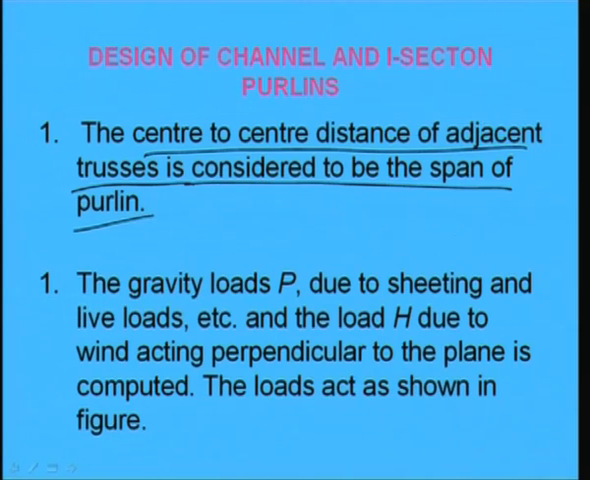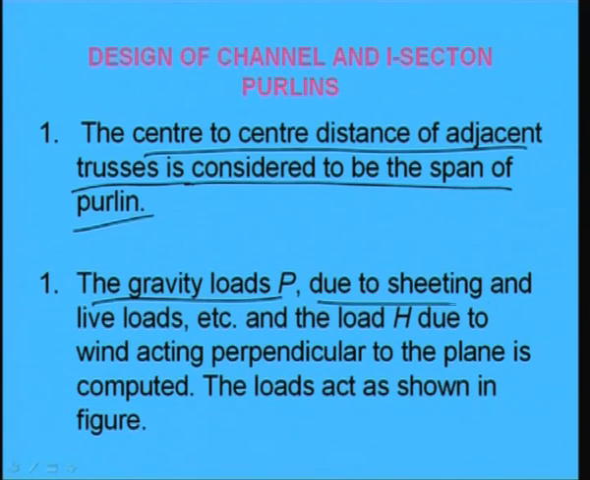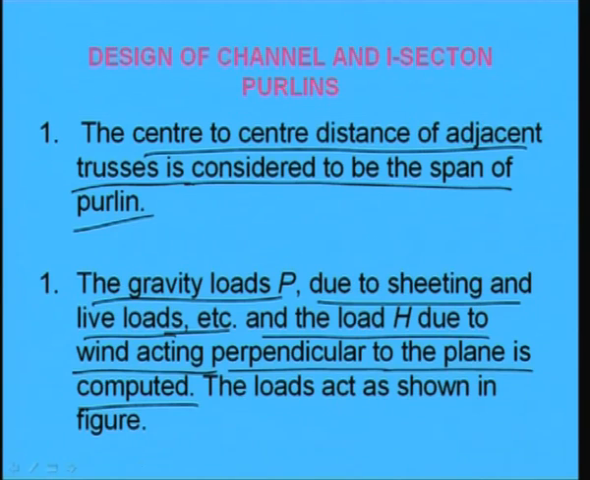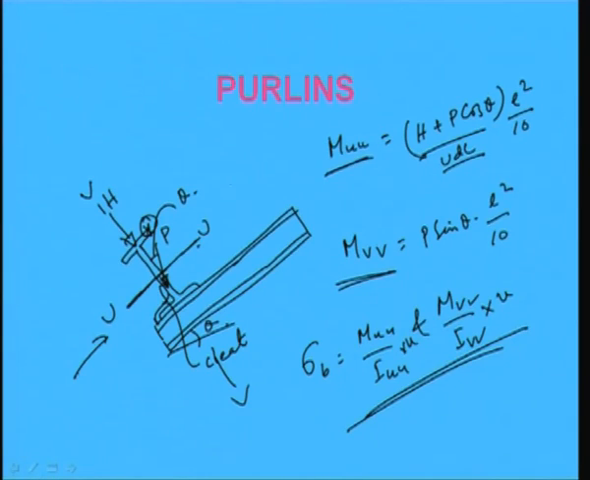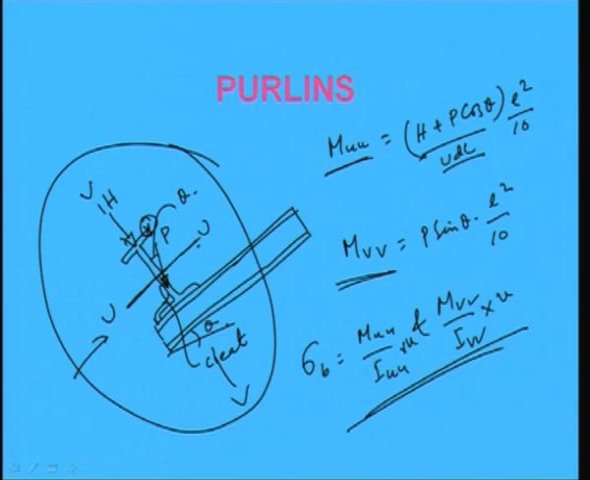We know that purlins are placed on trusses, so the center to center distance of trusses will be considered as the span of the purlin. Then the gravity loads P due to sheeting and live loads etc., and the load H due to wind acting perpendicular to the plane are computed, right. So, gravity load and wind load will be computed on the purlin, at what angle, at what intensity it is coming, that we will calculate, and then we will find out the moment, right. The loads act as shown in the figure, in this way loads are acting.